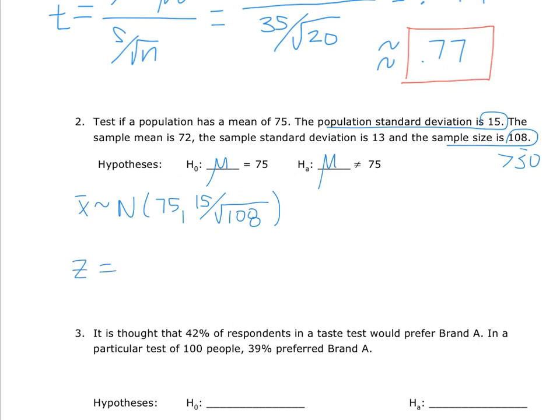We take x bar, given to us as 72, subtract the 75, and then divide by 15 over the square root of 108. So that's a value of negative 2.078. Rounding to 2 decimal places, we get negative 2.08.